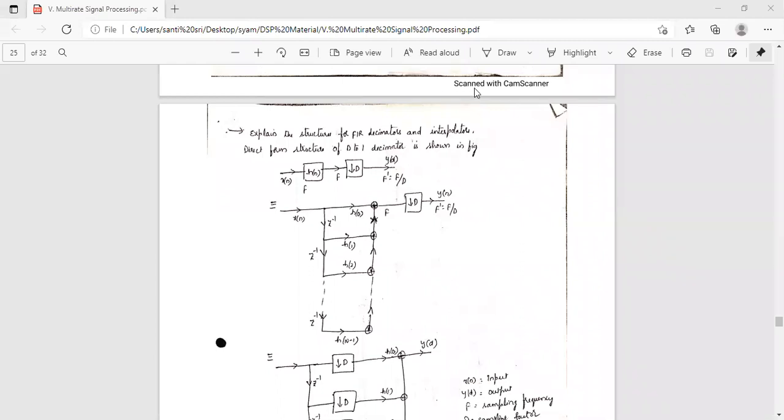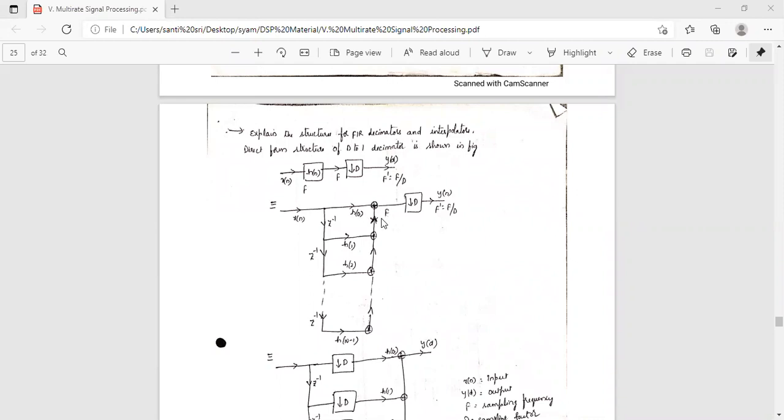Right. So the question may be asked like this. Explain the structure for FIR, decimator and interpolator. The direct form structure of D to 1 decimator is shown like this. So this is D to 1 decimator.